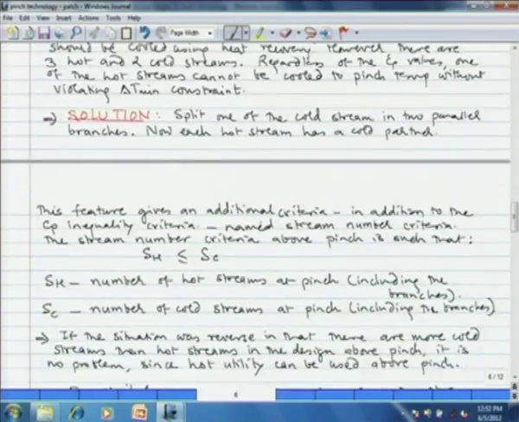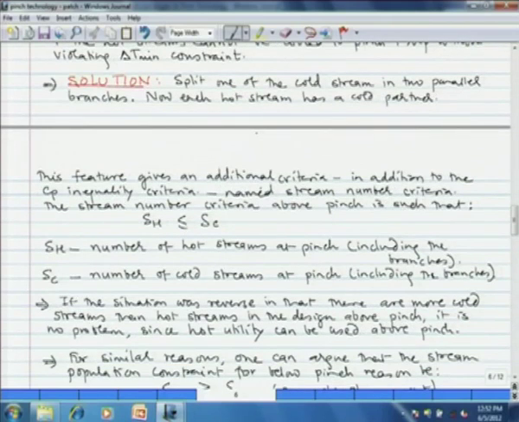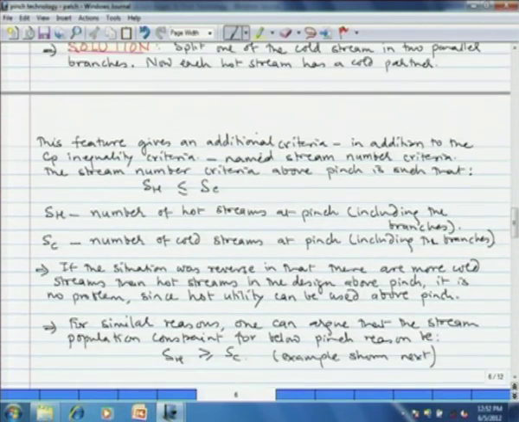Now, this feature gives us an additional criterion for designing the network, in addition to the CP inequality and the tick-off heuristic criteria, and that is in terms of stream number. The stream number criterion above the pinch is such that SH is less than or equal to SC. That means the number of hot streams at the pinch in the above pinch region should be less than or equal to the number of cold streams at the pinch, including the branches, meaning including the splitting.